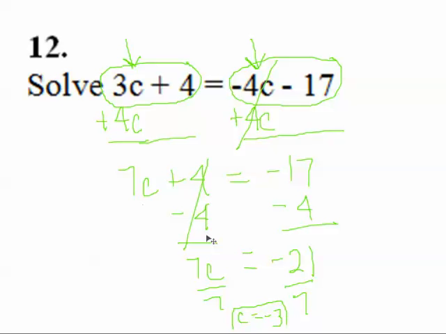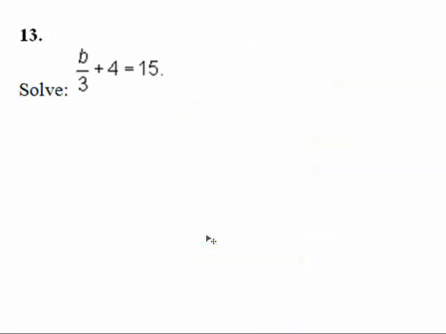Major trick in this one is to recognize the variables are on both sides, and you're going to have to add or subtract that variable to get those together on one side.